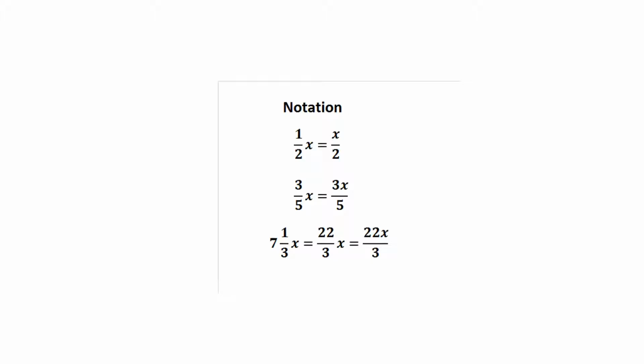This is on notation. If you see a half x, that's a half times x, that's equal to x over 2. As an example, a half of 10 is 5, and 10 over 2 is also 5. 3/5 times x is the same as 3x over 5. A mixed number, 7 1/3 times x, change the mixed number to an improper fraction. 3 times 7, 21 plus 1 is 22 over 3 times x, and we could change that to 22x over 3.